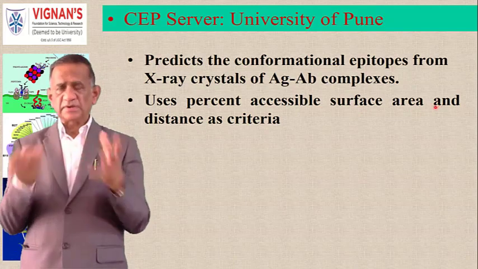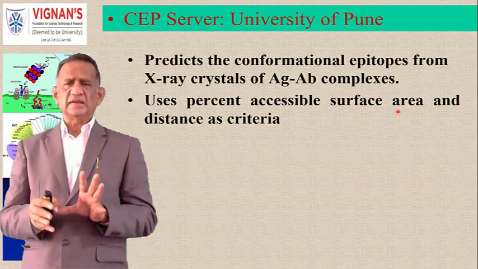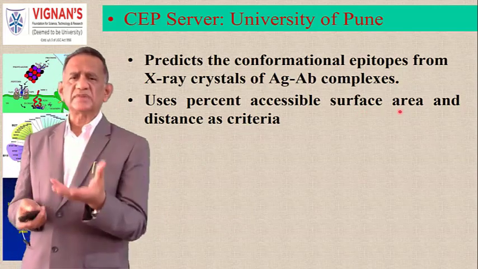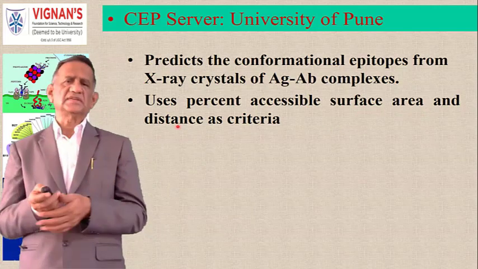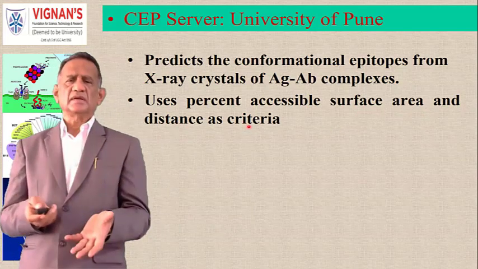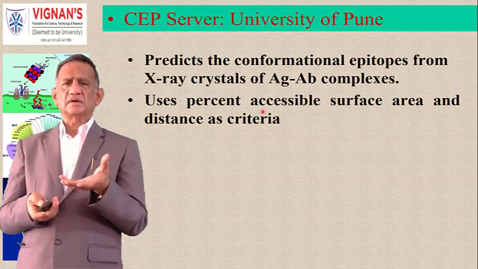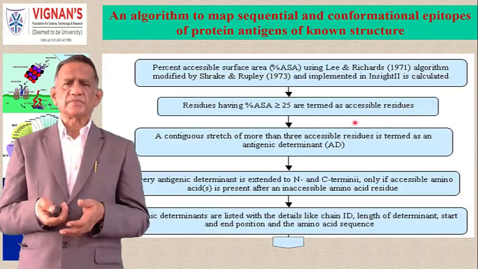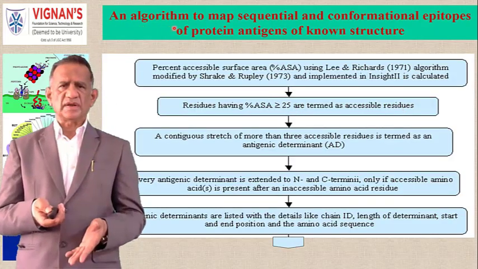Now, a protein has a hidden area and a surface area. Within the surface area, it uses the accessible surface area and distance as criteria. Please remember accessible surface area. That's what it uses for CEP, conformational epitope prediction. So these are the various algorithms involved here.